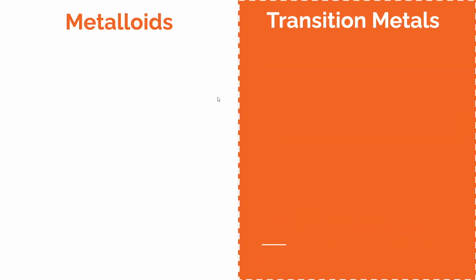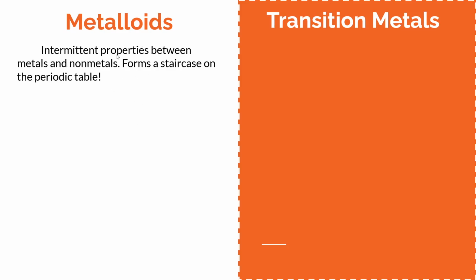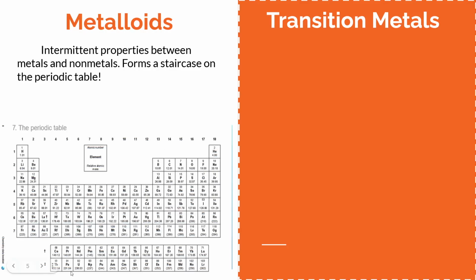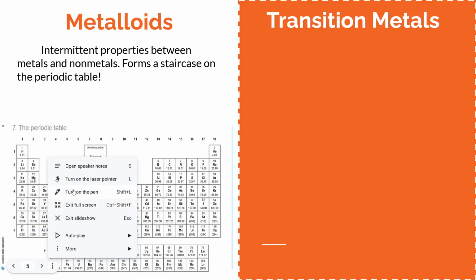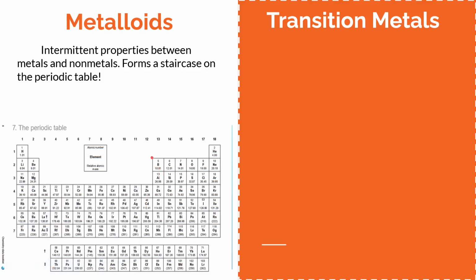So, the next group that we're going to talk about are metalloids. These have intermediate properties between metals and nonmetals. They form a staircase on the periodic table. So, if you have a periodic table here, basically your metalloids are going to be these, where you're going to have a staircase going down like this, except aluminum is not a metalloid. I wish I could explain why.